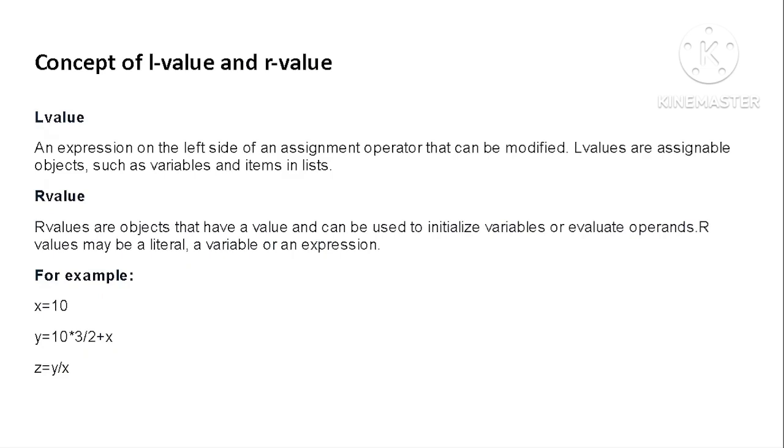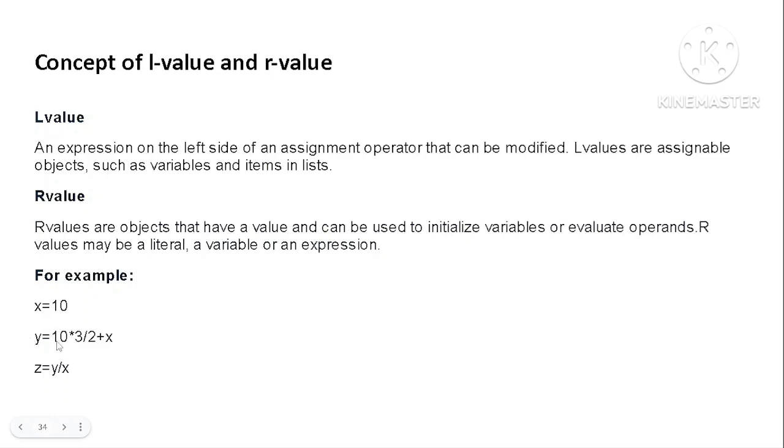And what is L value and R value? When you assign a value to a variable, you have to give the expression in the right hand side and the variable in the left hand side, right? You can never give an expression in the left hand side. That is wrong. So when you want to assign a variable a value, you have to give the variable in the left hand side and the value in the right hand side. The L value should always be a variable. The R value can be a direct value or an expression.